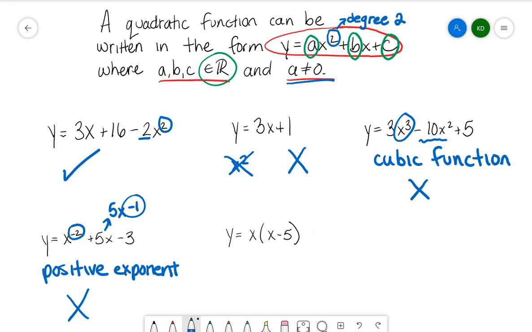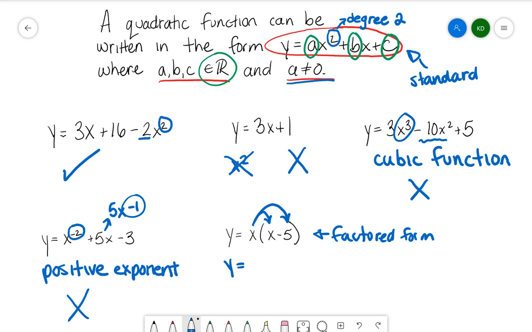When I look at y equals x times x minus 5, this is actually in what's called factored form. This is a different way of talking about quadratics, and the one that we have up here is what's called standard form. If you notice it's in factored form, you don't really have to expand it out, but if you want to turn this into standard form, we can use the distribution property and multiply this through. So this becomes x times x giving us x squared, and x times negative 5 giving us negative 5x. This is now in standard form.